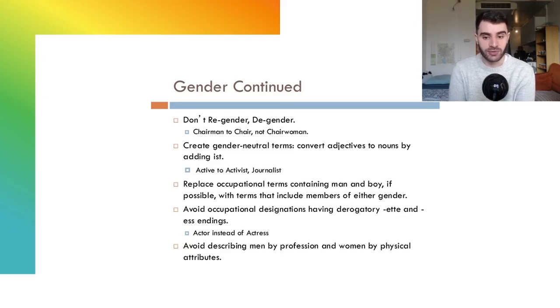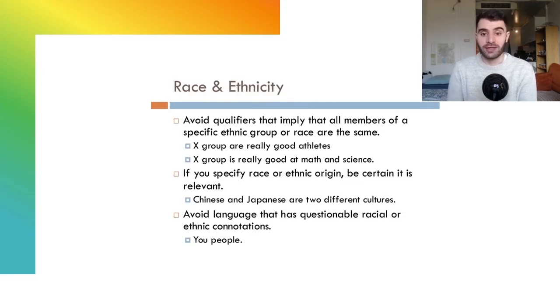Replace occupation terms containing man and boy, if possible, with terms that include members of either gender. Avoid occupational designations having derogatory et and est endings. For example, say an actor instead of actress. And lastly, this is a bit of a stereotype, but avoid describing men by profession and women by physical attribute. Next, we have race and ethnicity.